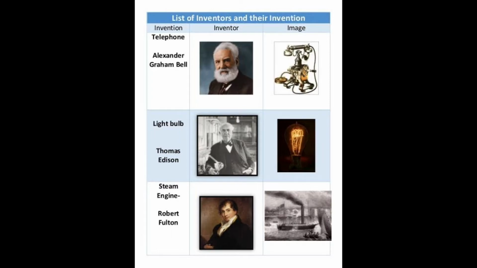Next comes the list of inventors and their inventions. The moment you see invention, the first word you need to remember is patent. Now all these images that you can see, who invented a telephone? It was Alexander Graham Bell. Who invented the light bulb? Thomas Edison. Who invented the steam engine? It was Robert Fulton. Is that clear?